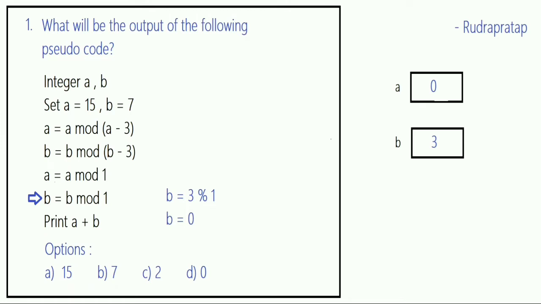And on the last statement we have to print the sum of both the variables. We have 0 in both the variables, so 0 plus 0 equal to 0. We got our answer as 0. Okay, let's move to the next question.